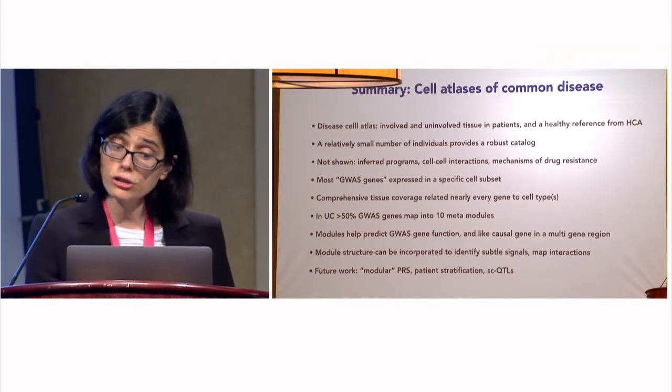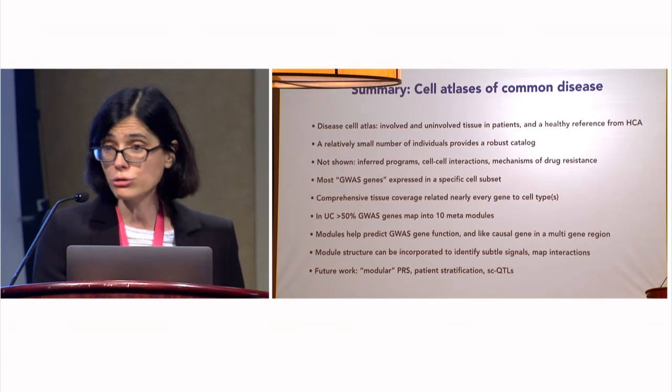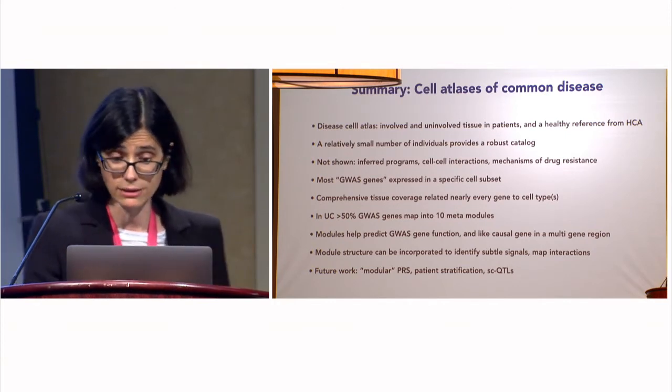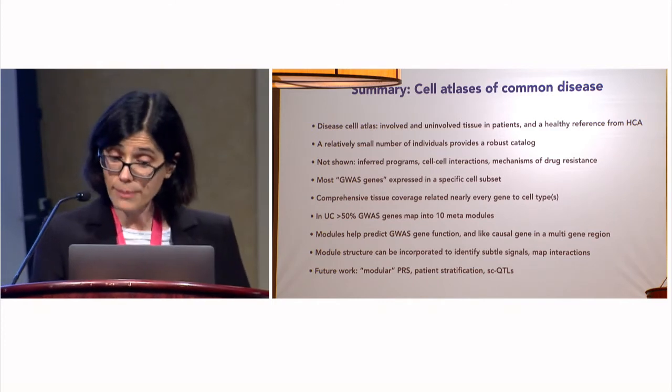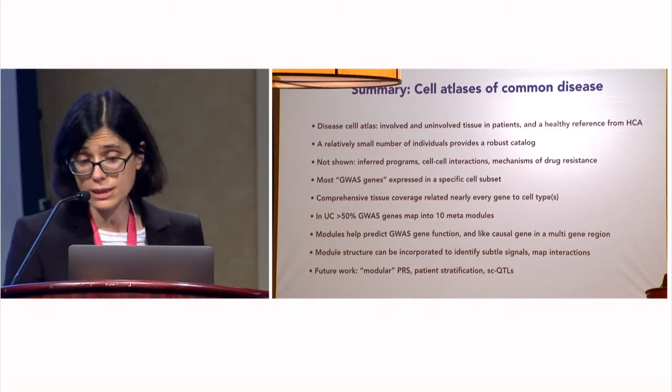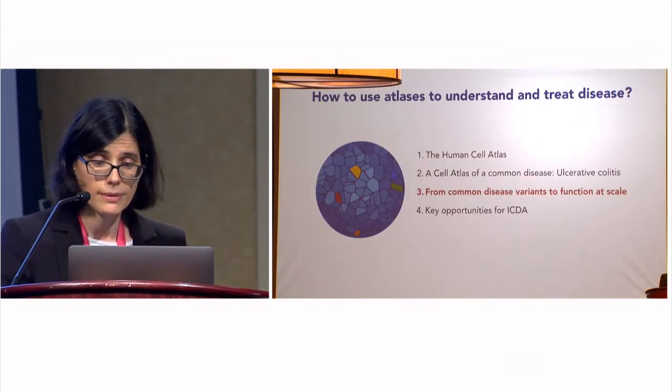They helped us predict GWAS gene function, improve our prediction of causal genes in a multi-gene region, and then we can incorporate this structure to try and identify subtler genetic signals. And there's much more work that could be done with these types of structured information in the context of the polygenic risk score, patient stratification, and single-cell QTLs.